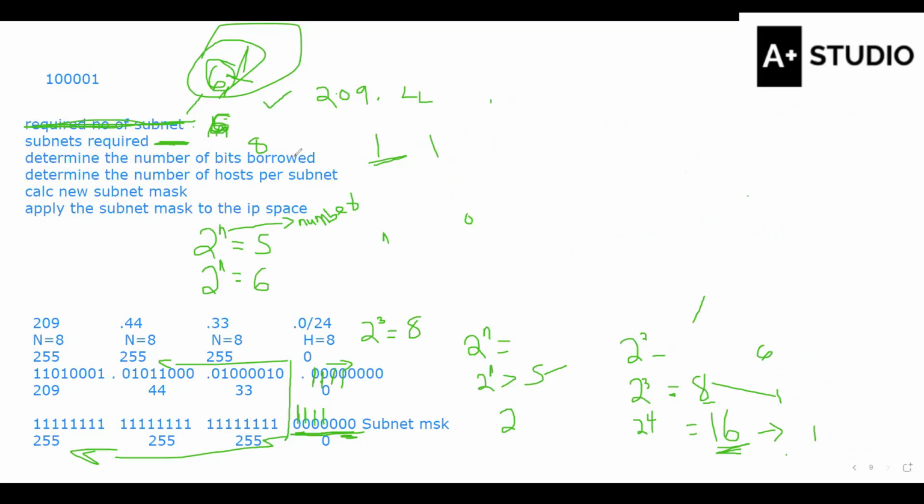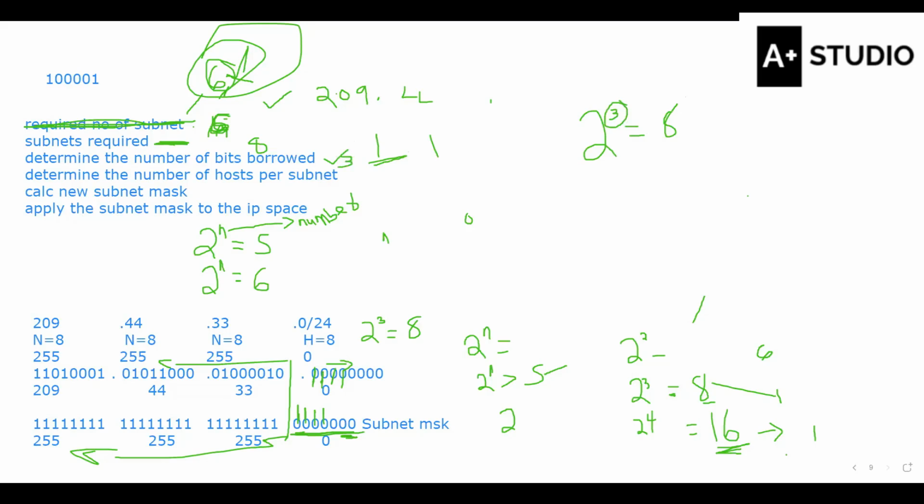The next question says: determine the number of bits borrowed. So we are to tell the number of bits we borrowed to create the subnet. 3. Absolutely. Because this was 2 to the power 3, which gives us 8. So the number of bits borrowed was only 3. You see, subnetting is not difficult.